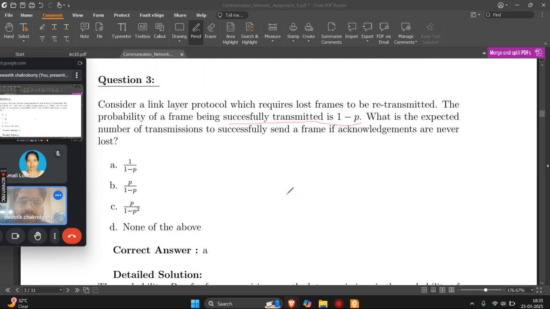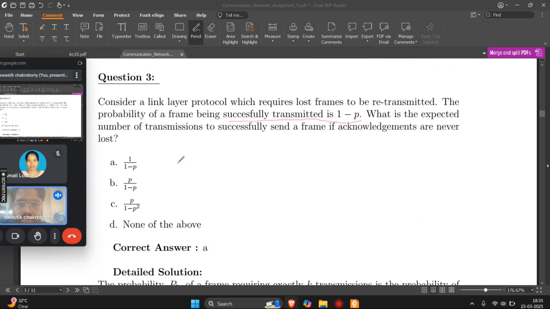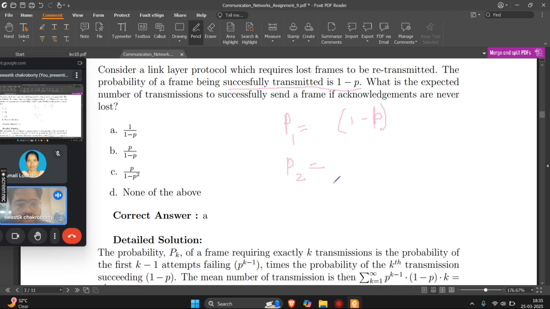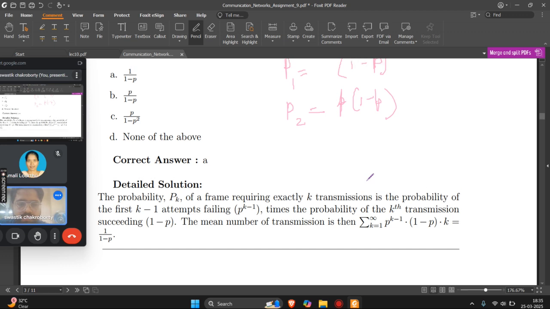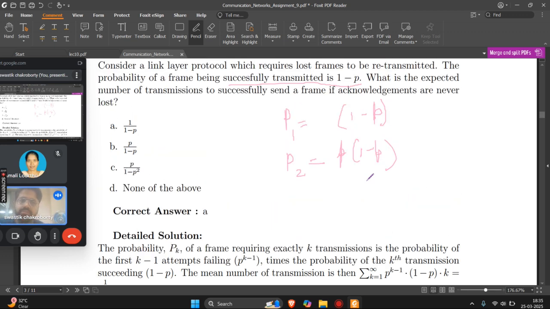So the probability that the frame will require retransmission: for P1, it will go in the first chance, so that is 1 minus P. For P2, it will go in the second chance. That will be P into 1 minus P. Like that. So the mean number of transmissions is basically the expectation of this random variable k. So summation k pk.